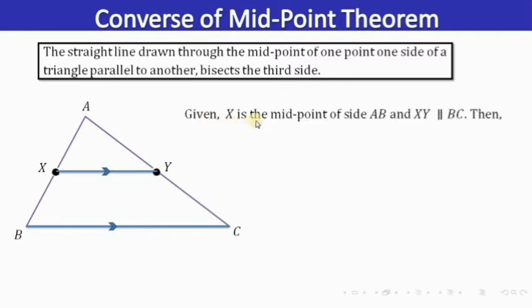That's what is written out here. Given X is the midpoint of side AB and XY is parallel to BC, then what happens? Then AY will be equal to YC. That's the meaning of the converse of the midpoint theorem. You may pause the video to note down.